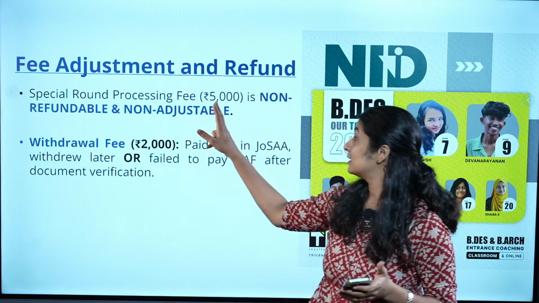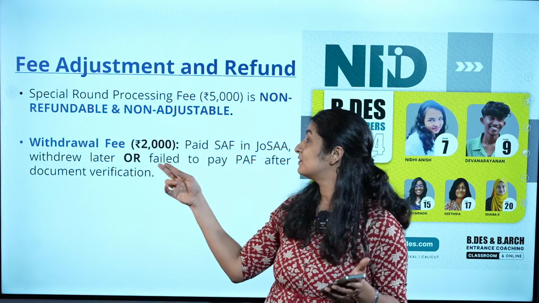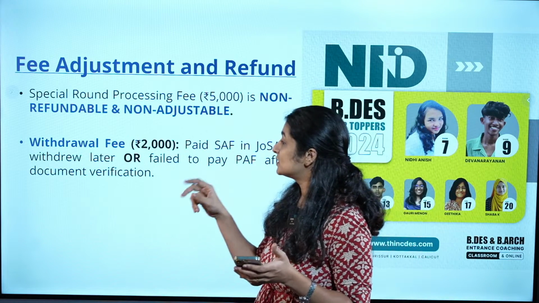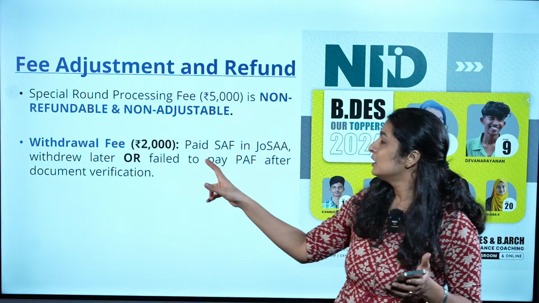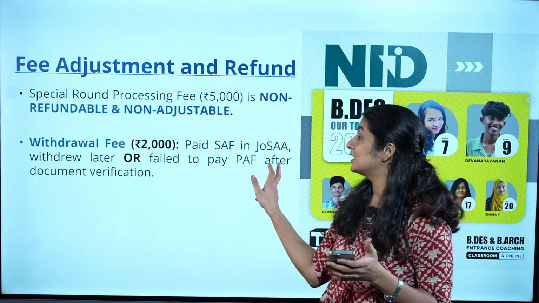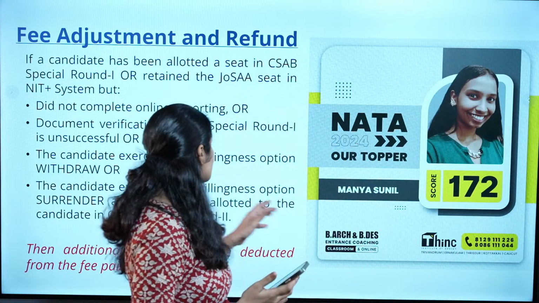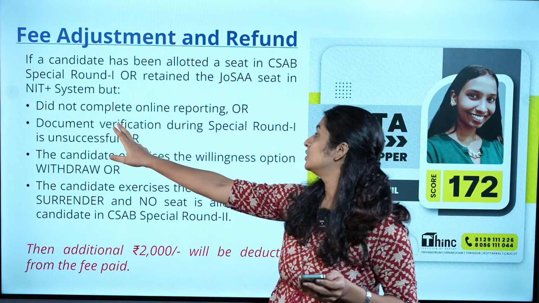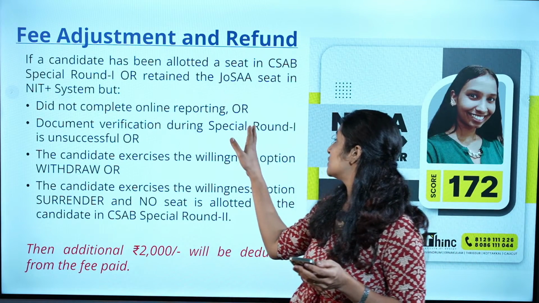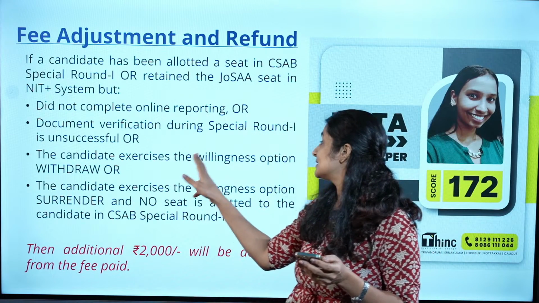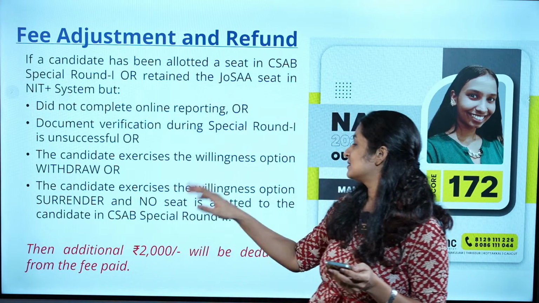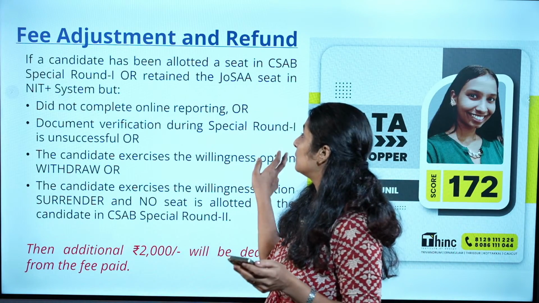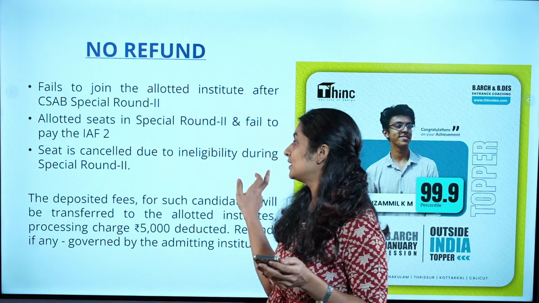Like I told initially, 5,000 is a non-refundable amount, so it will be deducted from you. In cases where you have already paid SAF in JOSAA and withdraw later or fail to pay the fee, in those cases you will have a withdrawal fee of 2,000 additional to this 5,000. Another case is that you will have to pay an additional 2,000 if you did not complete online reporting or document verification, or during special round 1 if unsuccessful candidates exercise the willingness options withdraw or surrender. In those cases an additional 2,000 will be taken from you and only the remaining amount will be refunded to you.